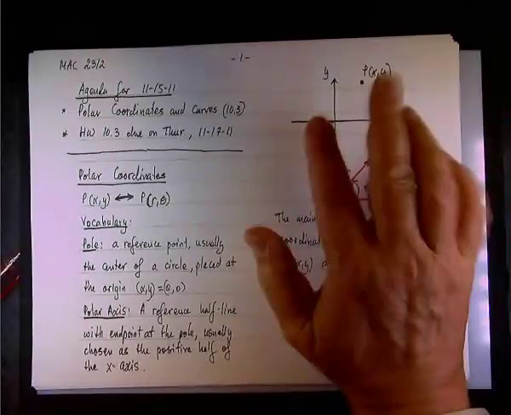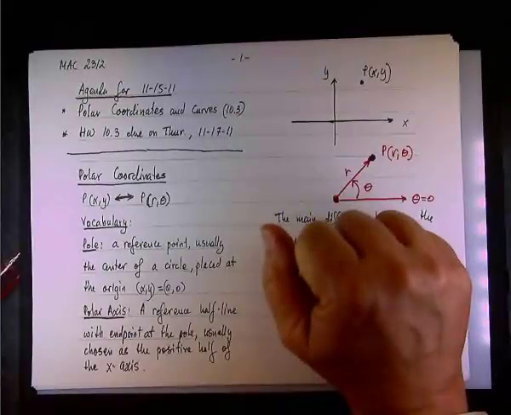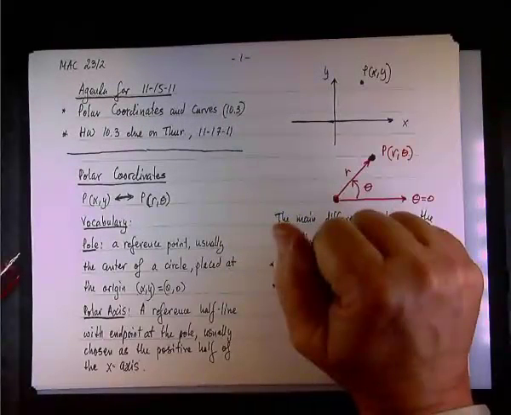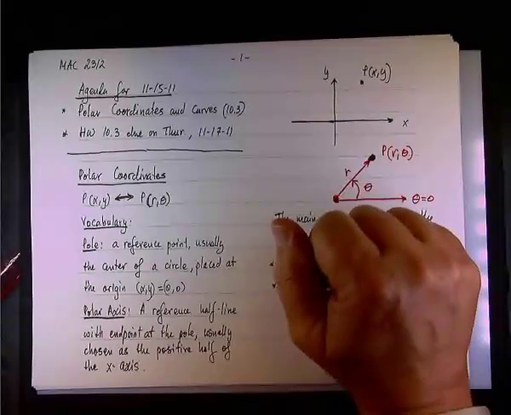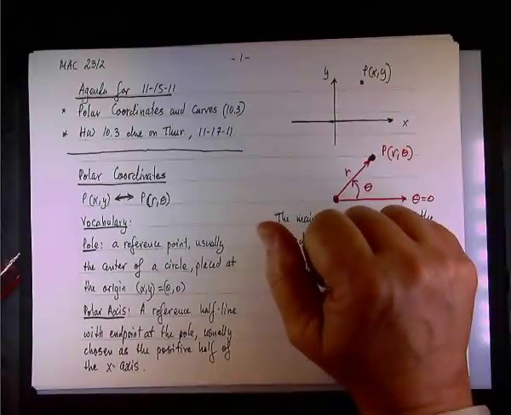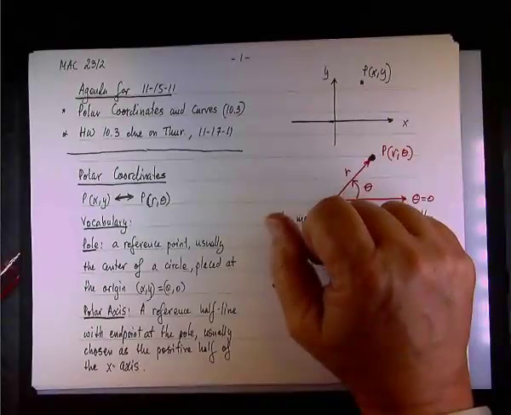For instance, the point 0, 2 in Cartesian system will be r equals 2 and theta equals pi over 2. The point 0, negative 2 will be r equals 2 and theta equals either negative pi over 2 or 3 pi over 2.